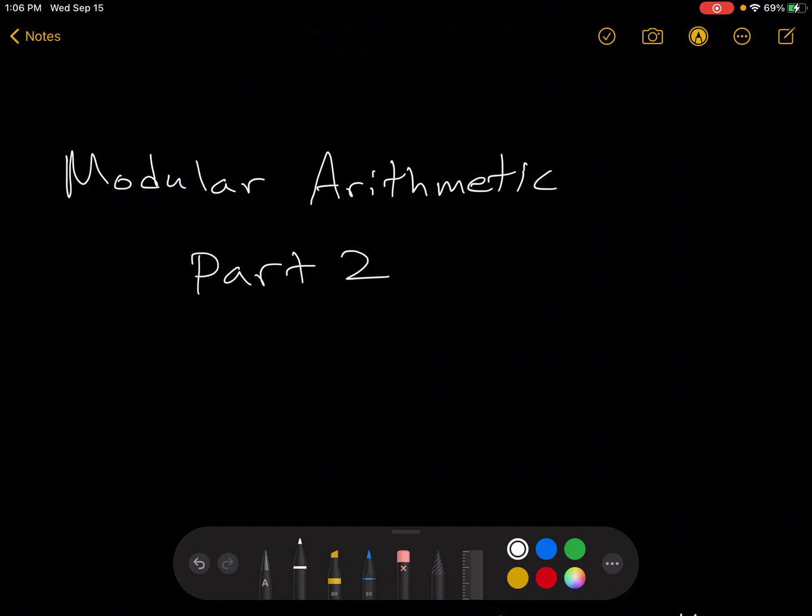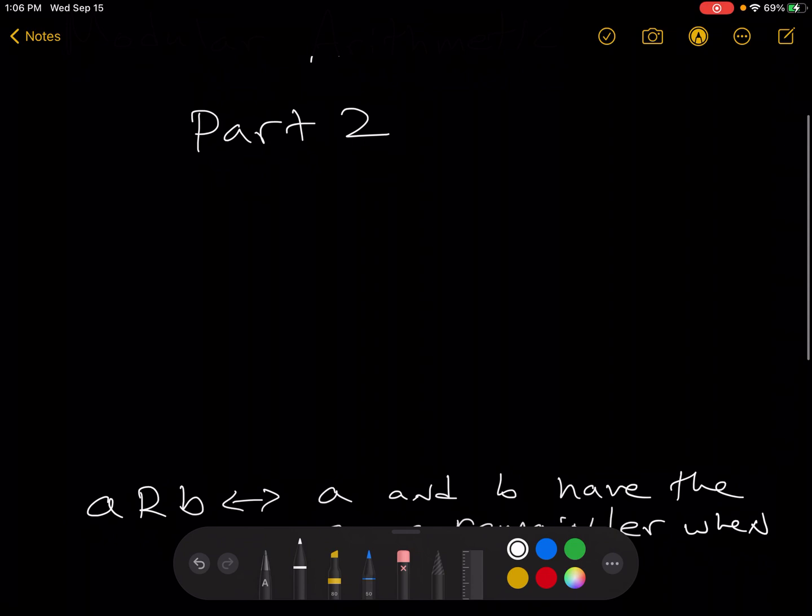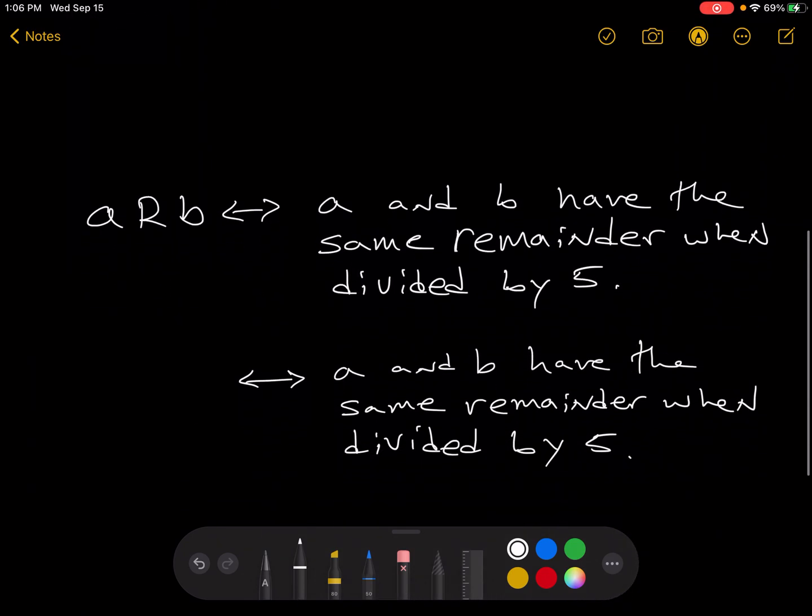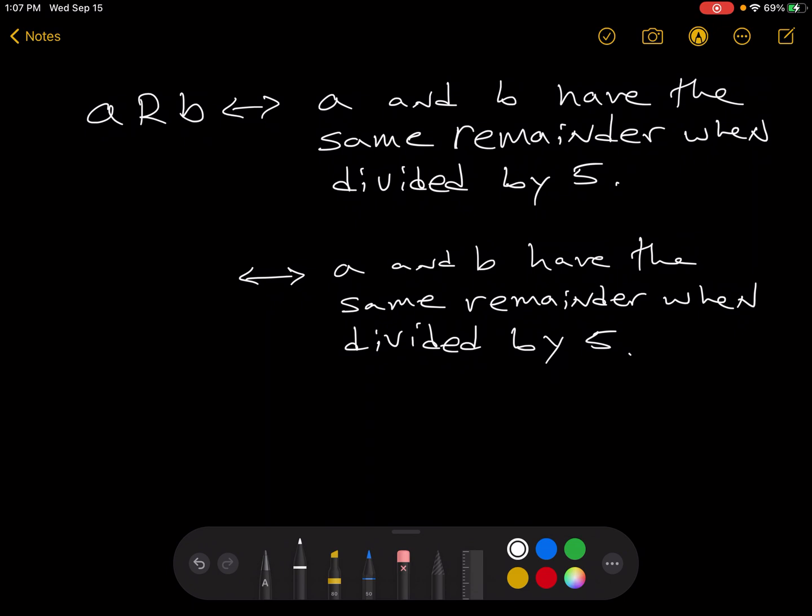Let's do some more modular arithmetic. All right, so remember what we established from the previous video. We have a relation on the integers that says that any two integers are related if they have the same remainder when divided by 5. And in the previous video, I showed you that another way to write this is with this funny notation: A is congruent to B mod 5. So these are all just three different ways of saying the same thing.